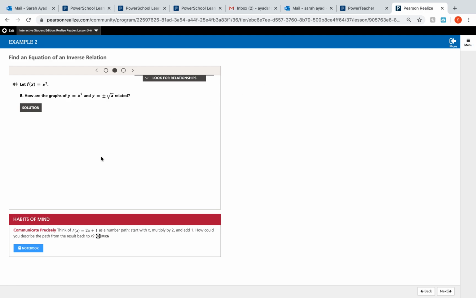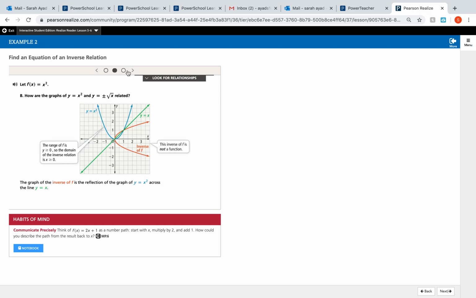How are the graphs of these two functions related? So the function and its inverse, what does that look like graphically? Well, we know y equals x squared is a parabola, right? If I were to graph the square root of x, we would have the first part here, right? We know how to graph a square root function, just half of the graph. But because I have the plus or minus, it creates that second half of the graph as well.